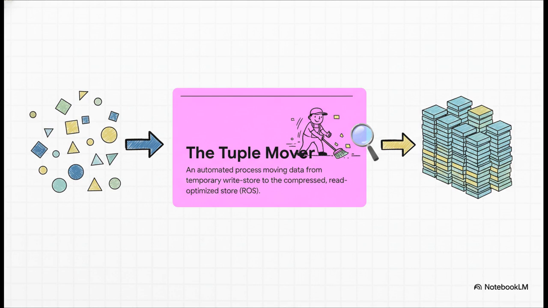See, when you load new data, it first goes into a temporary, write-optimized holding area. This is great for getting data in fast, but that data isn't sorted or compressed for analytics yet. That's the tuple mover's job. It works quietly in the background, taking all that new data, meticulously compressing it, sorting it, and merging it into the main read-optimized store, the ROS. That's where all those super efficient projections live.